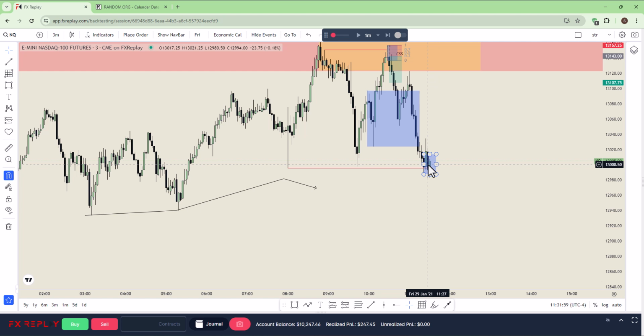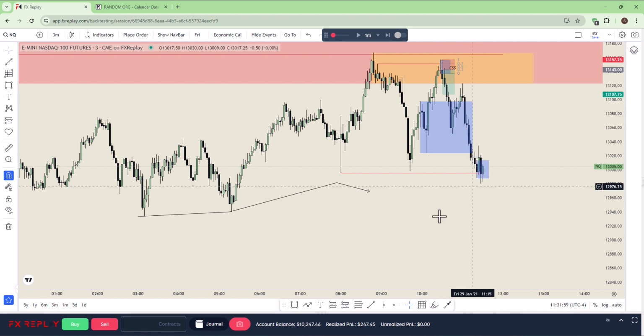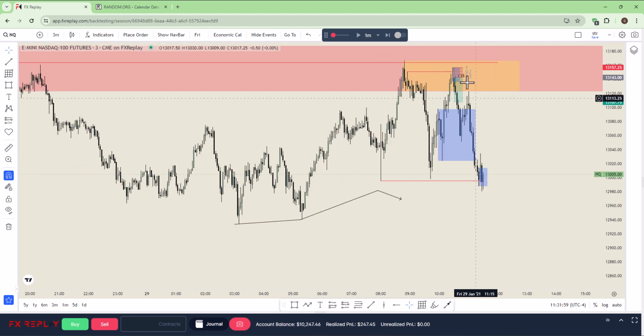Not because the model doesn't work, although the model is not 100%, so you will take losses. But this is not part of the model, guys, because as I said, we are delivering from the higher time frame, right? The higher time frame doesn't agree with our idea of trading from here to the upside, right?